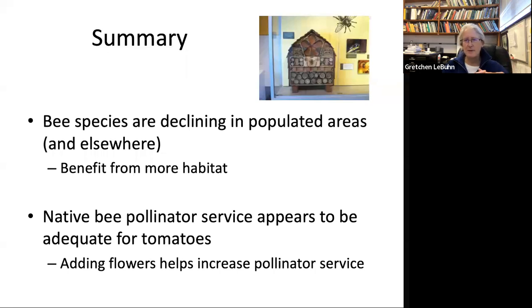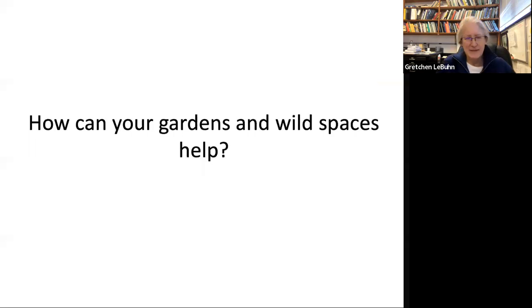So let me just wrap up this part. We find that bees are declining in populated areas and elsewhere, and that they clearly benefit from more habitat. And we do see that native bee pollinator service appears to be adequate. I actually didn't show those data. And we've done some studies in San Francisco that show that if you have a garden with tomatoes and you add flowers, you actually get much higher pollination service. So if you want to have good tomatoes this summer, it's a really good thing to have a good pollinator garden too.